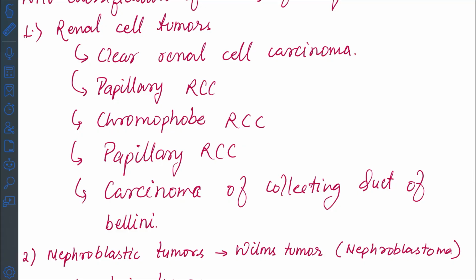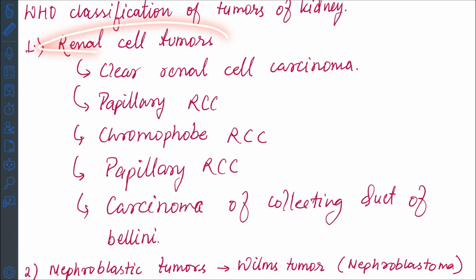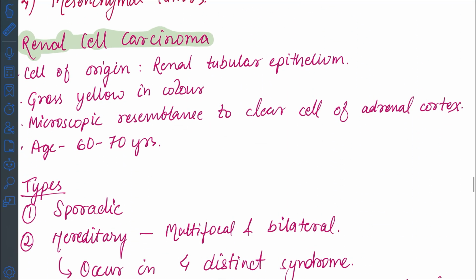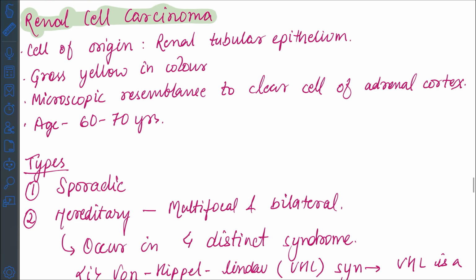We're not going to discuss all of them in detail, but the renal cell tumor and the Wilms tumor or the nephroblastic tumor are important. The renal cell tumor is further classified into clear cell renal cell carcinoma, papillary RCC, chromophobe, and carcinoma of collecting duct of Bellini. Now, we'll discuss renal cell tumor in detail. Renal cell carcinoma or RCC. The cell of origin of this tumor is renal tubular epithelium, that is the epithelial cell of the tubules.